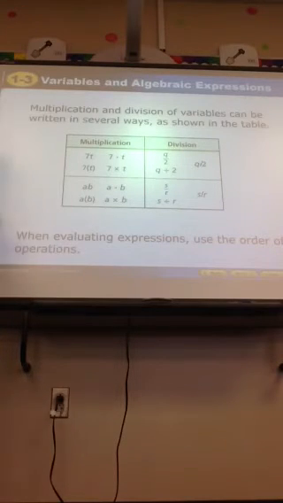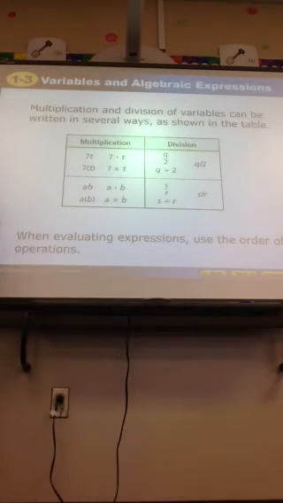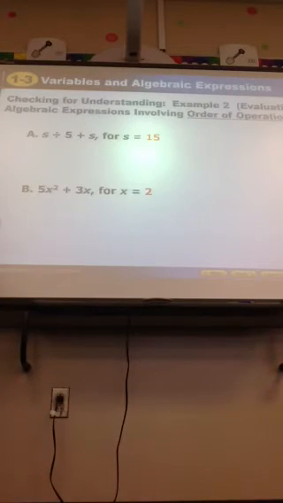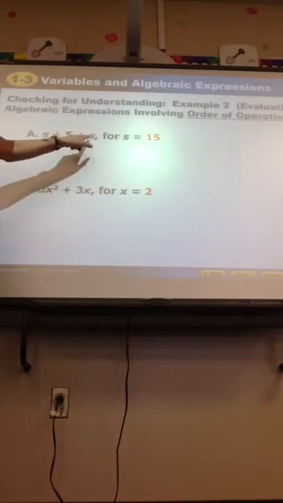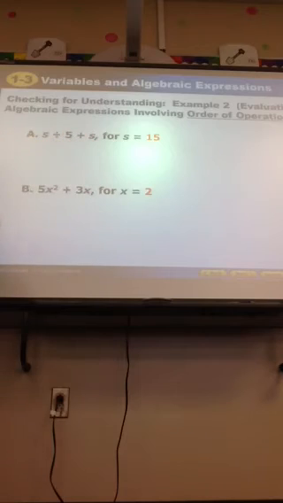Okay, so now you're going to see some checking for understanding where you're going to plug in the numbers and you have to use order of operations. So if you look on your next slide on your notes, these two checking for understanding, we have A and B. The first one says s divided by 5 plus s. So you're going to have to substitute the 15 in for both s's.